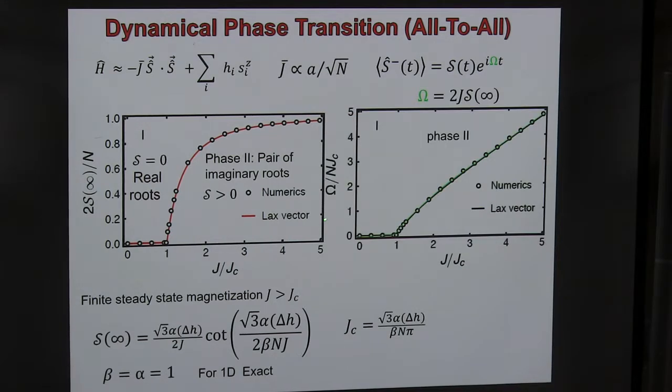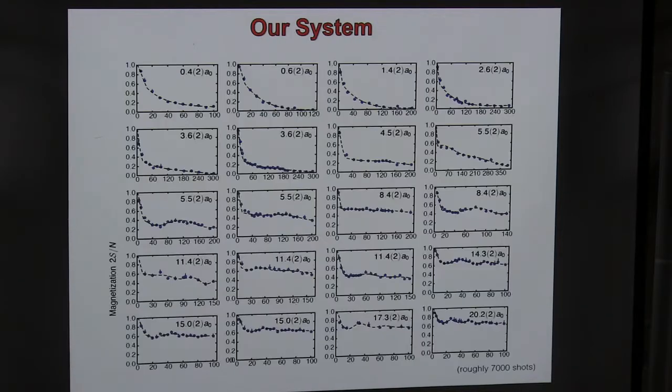So it's a good description, and moreover, we can associate to the order parameter an oscillation frequency that is one-to-one related to the steady state value of the order parameter that again becomes non-zero beyond the critical point. So this is the all-to-all behavior. These are now the experimental observations.